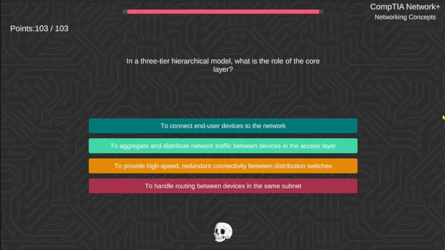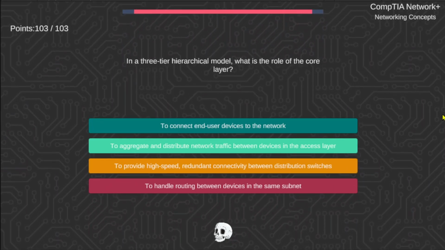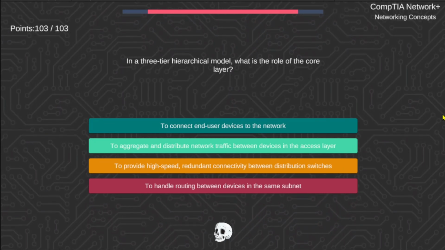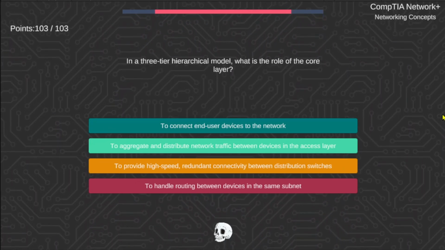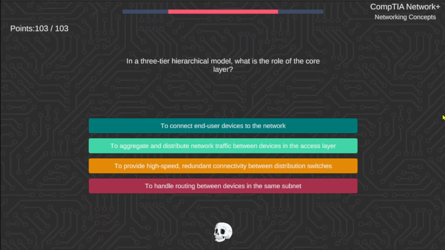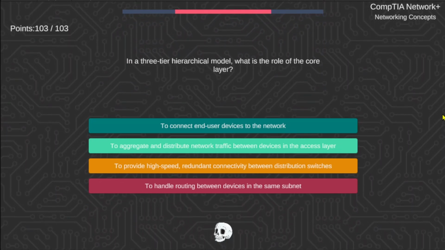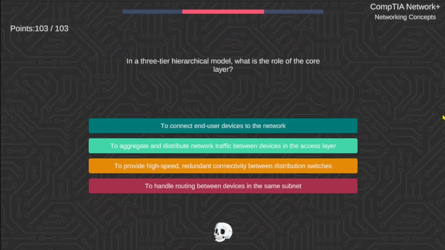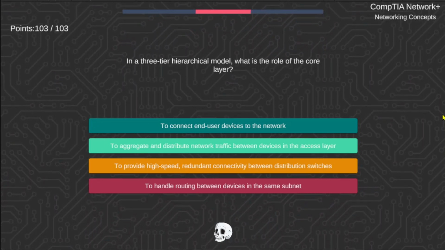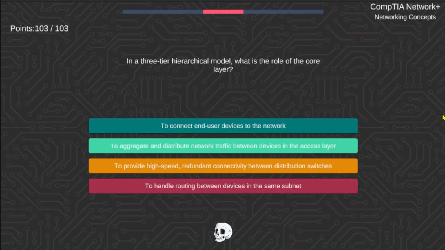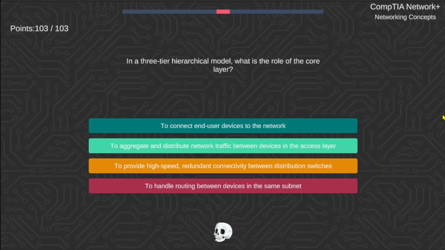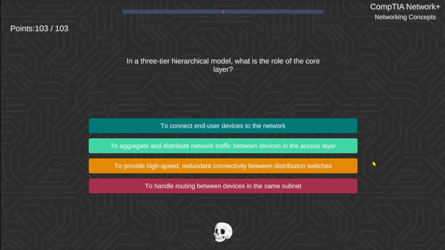In a three-tier hierarchical model, what is the role of the core layer? To connect end-user devices to the network, to aggregate and distribute network traffic between devices in the access layer, to provide high-speed redundant connectivity between distribution switches, or to handle routing between devices in the same subnet. The role of the core layer in the three-tier hierarchical model.